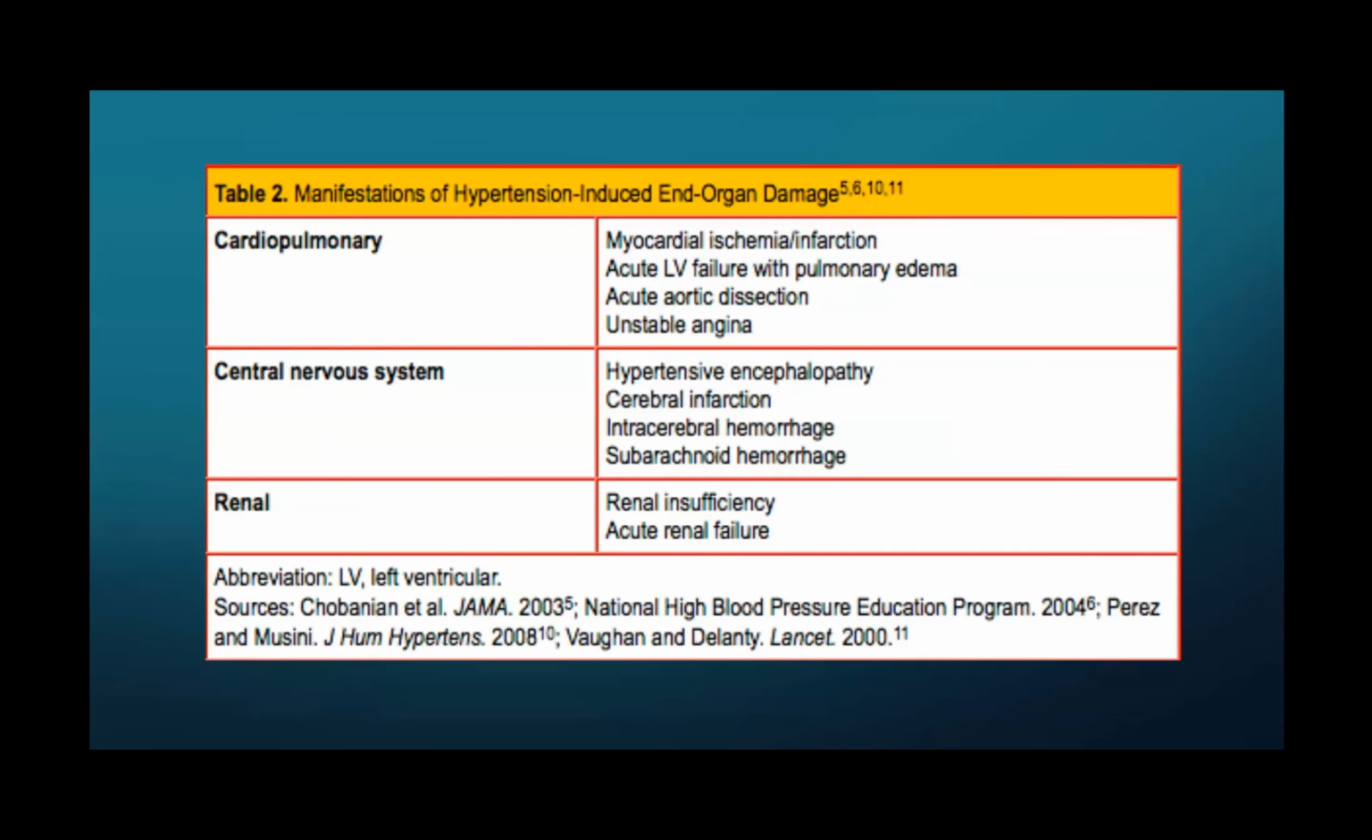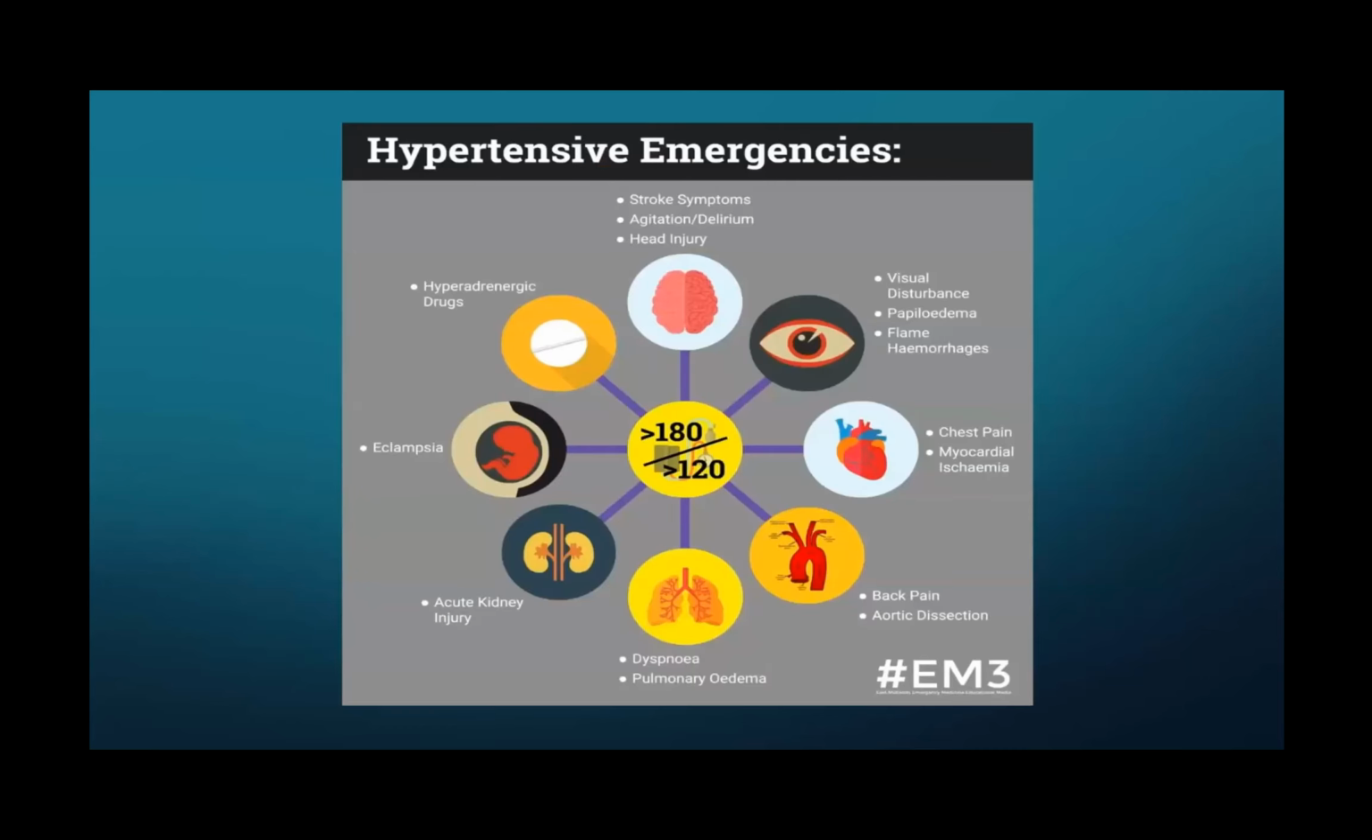So cardiopulmonary manifestations include myocardial ischemia and infarction. You could have acute left ventricular failure with pulmonary edema. You could have acute aortic dissection and unstable angina. And when you think about CNS findings, this could be encephalopathy, a bleed, a stroke, and you can have renal findings, which could include acute renal failure. This is just a pictorial representation, if this sticks better in your head, of the manifestations of hypertensive emergencies.